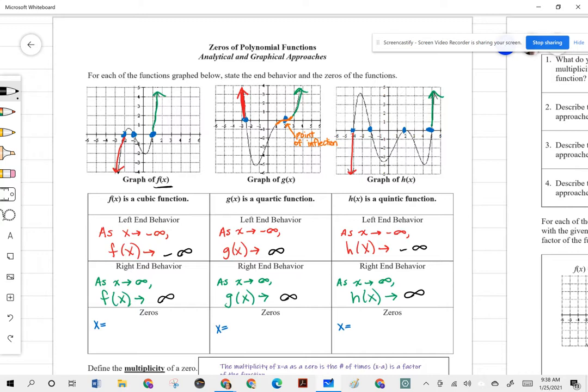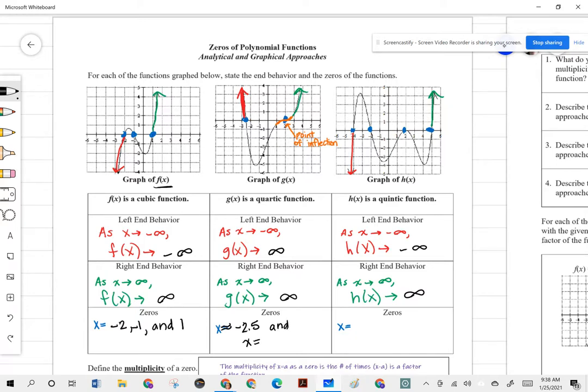And so what we have next are the zeros. So you can see the blue dots. Those are the x-intercepts. So x is equal to -2, -1, and 1. On g of x, x is approximately -2.5. We don't know for sure. We don't have an equation, so we can't justify that that is exactly -2.5. So we're saying approximately.